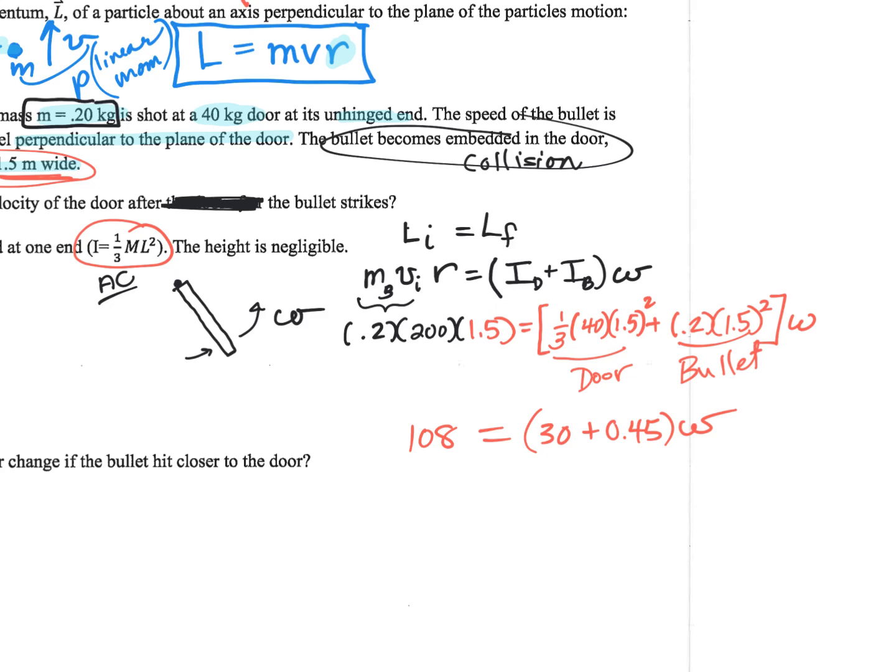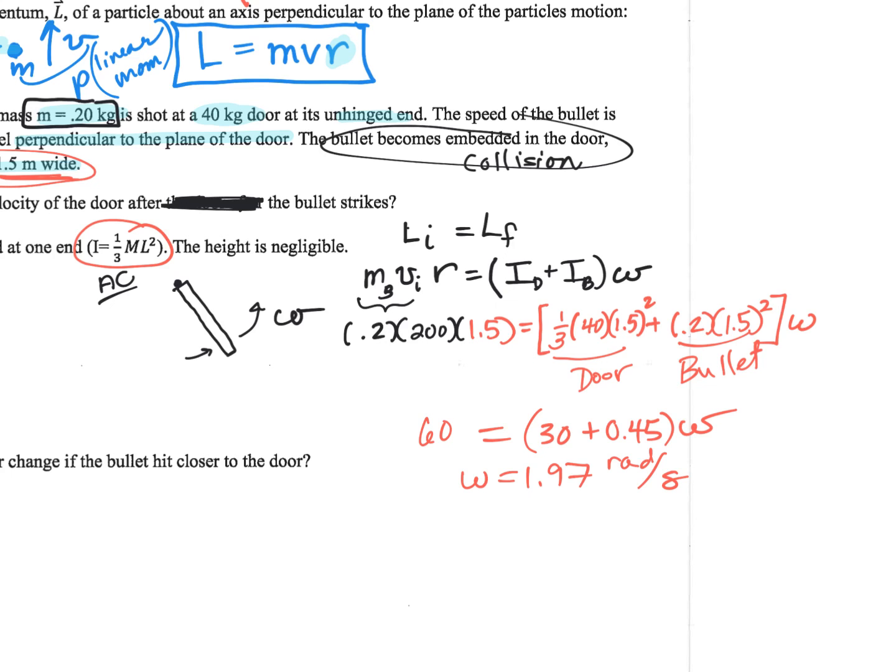You got what? 60, instead of 108? Over 0.2 times 200 times 1.5. 0.2 times 200 times 1.5 is 60. I don't know where 108 came from. Calculator user error, huh? 60. Come on. All right. Did my other calculations work? Did you get 1.97? And that would be radians per second? Should be.